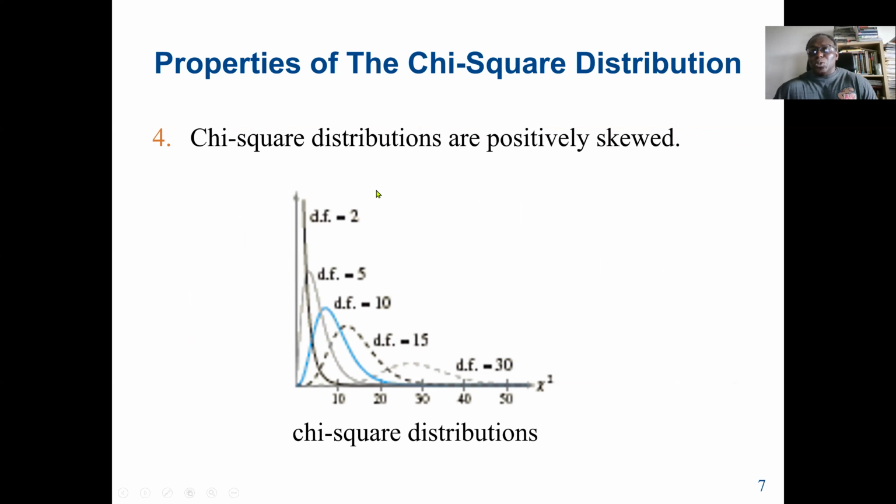Now the chi-square distributions are always positively skewed. We can see the degree of freedom 2 is still positively skewed. Degree of freedom 5, we can see the skew is reducing. So the higher the degree of freedom, the lesser the skew. So this would be a chi-square distribution. Again, the chi-square distribution is not a normal distribution. It's a positively skewed distribution.